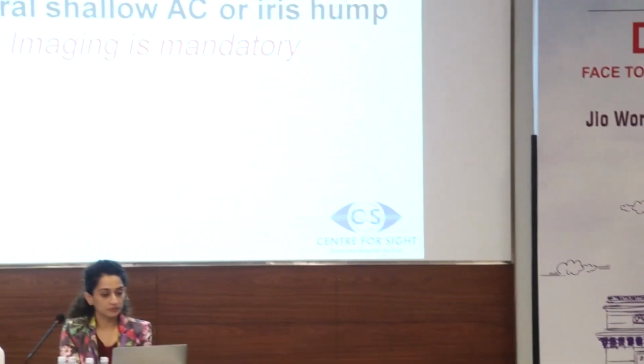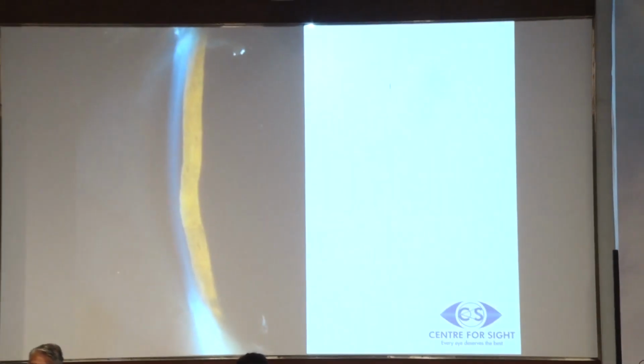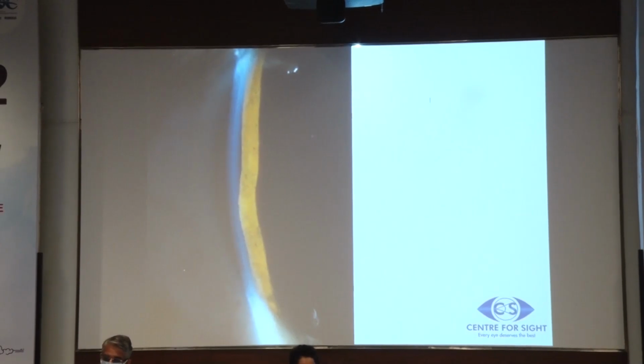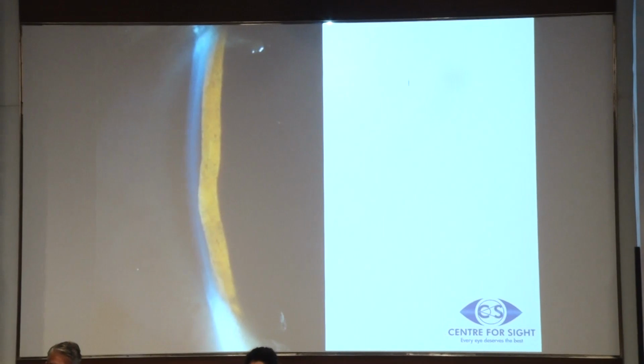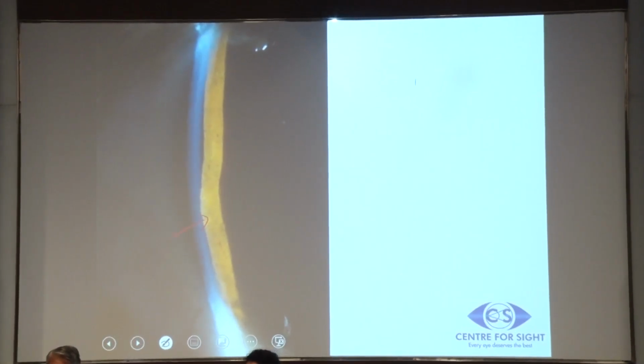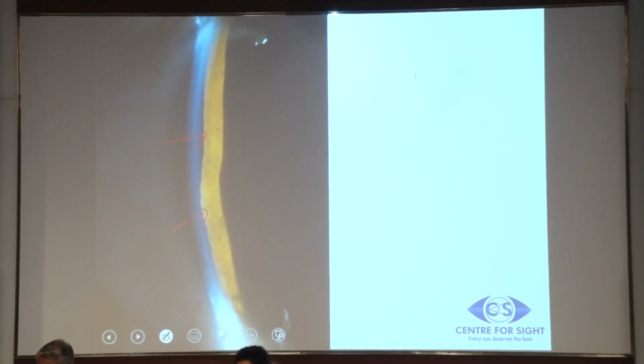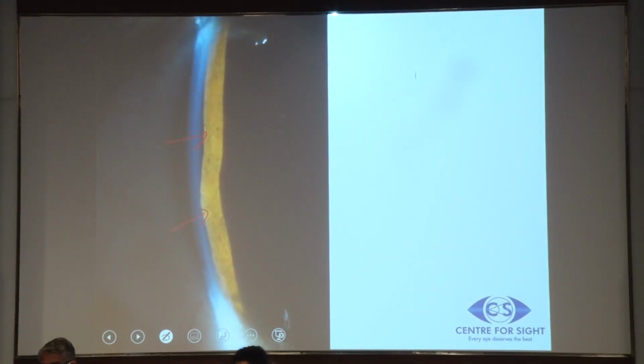The first pearl is sectoral shallow anterior chamber or iris hump. Imaging is mandatory. I'm showing you a case of a young adult who presented with shallow anterior chamber, but it was sectorally shallow. You can see shallowness there, normal anterior chamber depth there. That is how it was, intermittently shallow anterior chamber with absolutely quiet AC and normal intraocular pressure. So what would you suspect in this patient? Unilateral sectoral shallow anterior chamber or bumps in the peripheral iris. What do you suspect?